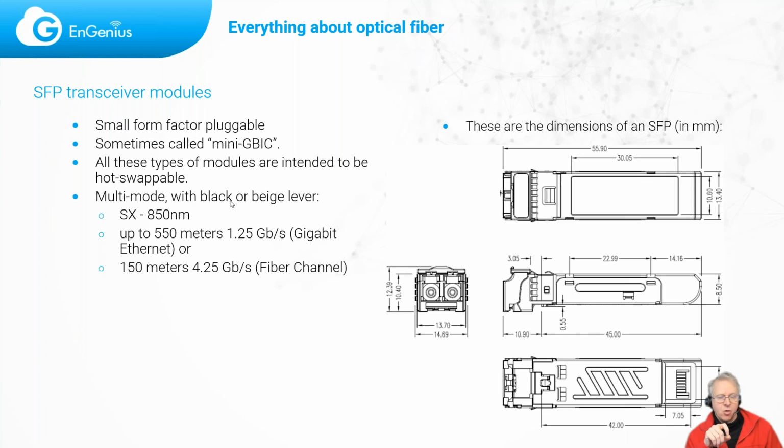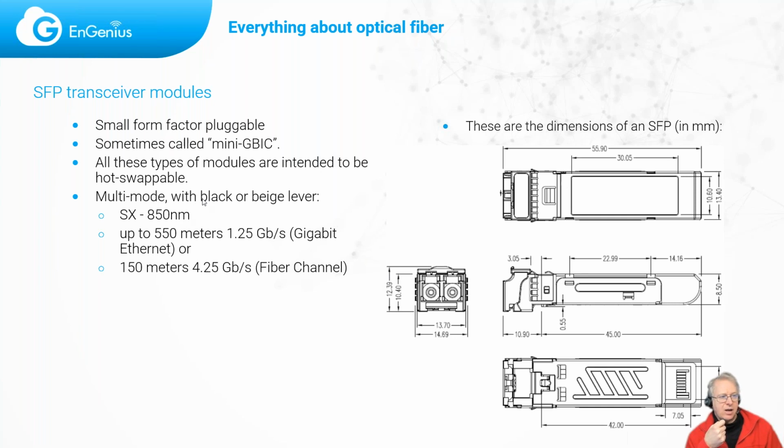Depending on the color of the lever, so there is a lever on the device to lock it into place and also remove it, you can tell something about the SFP. So it's not just the fibers and the plugs that have some marking that you can use to recognize them, but the same is also true for the SFPs by looking at the lever.